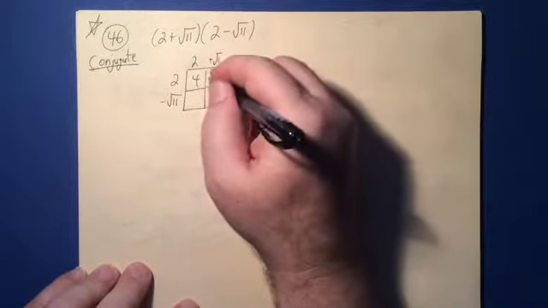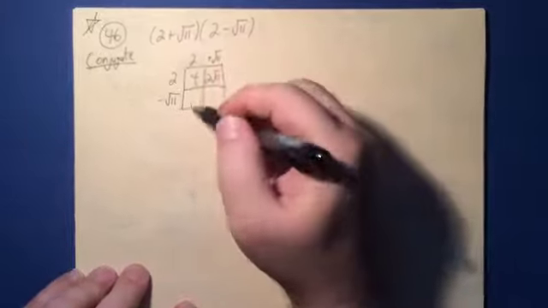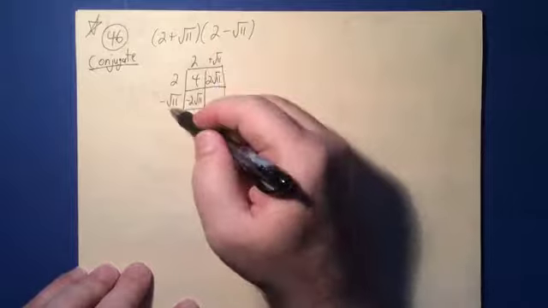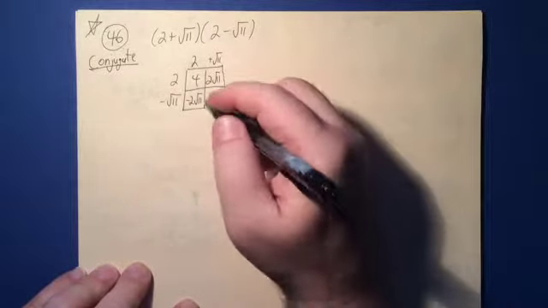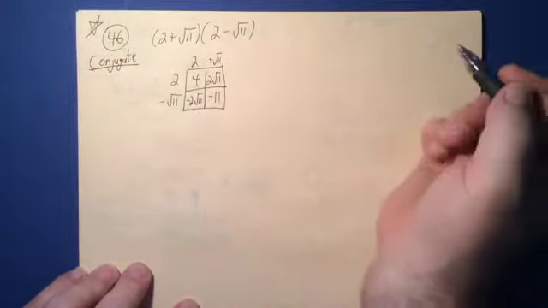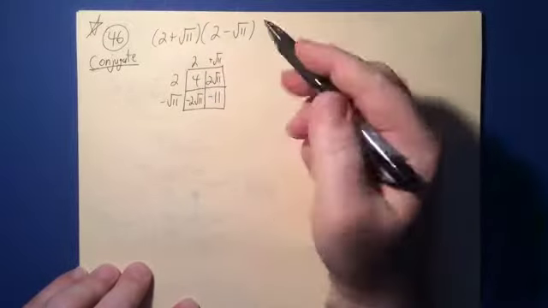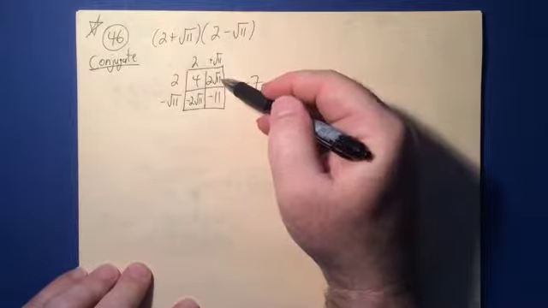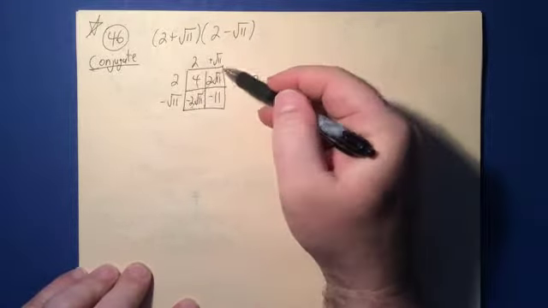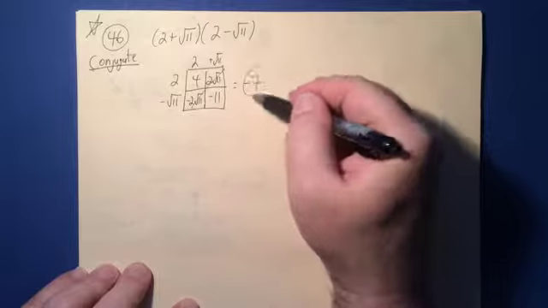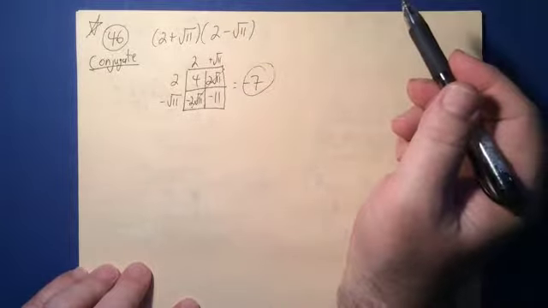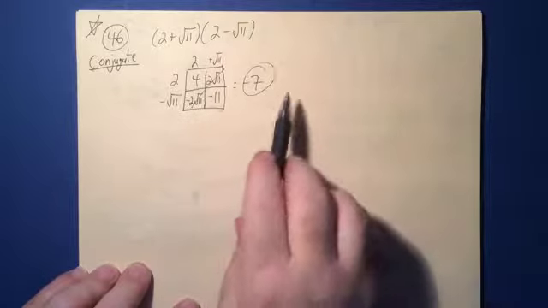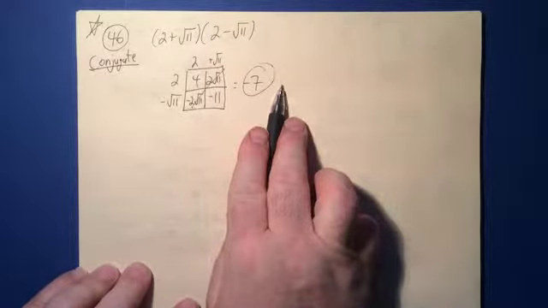2 times plus radical 11 is 2 radical 11. 2 times negative radical 11 is negative 2 radical 11. Negative radical 11 times positive radical 11 is negative 11. Here we're going to get 4 minus 11. That's going to equal negative 7. 2 radical 11 minus 2 radical 11 is basically 0. Our final answer is going to be negative 7. The important outcome of this problem is that there's no radical that remains behind.